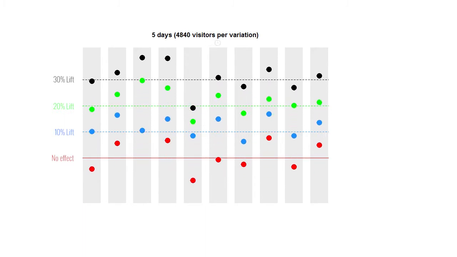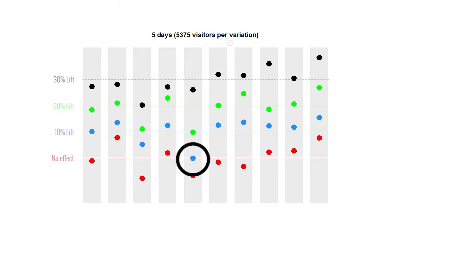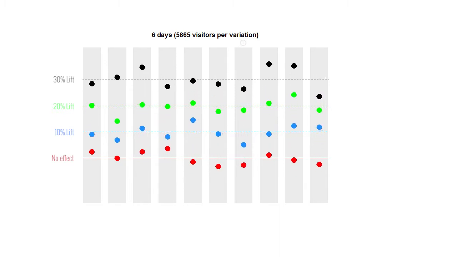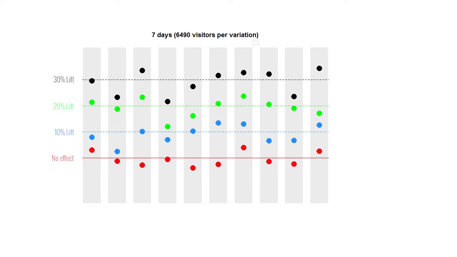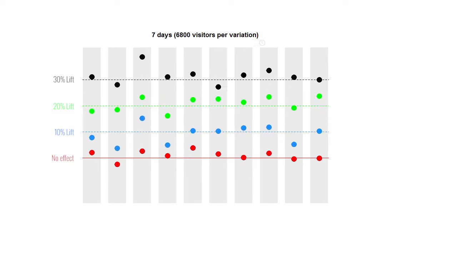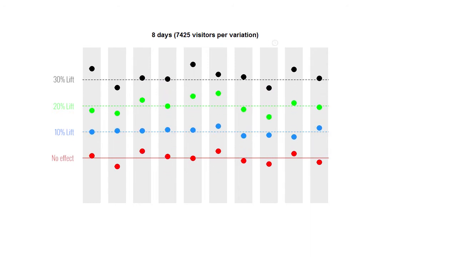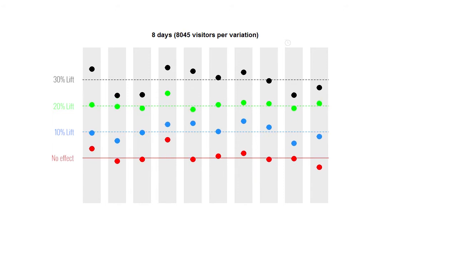And 5 days into the test, blue can still lose, as we can see multiple times here. Red is a copy of our baseline, so it just hovers around 0, which is the red line. We also have some high false positives.